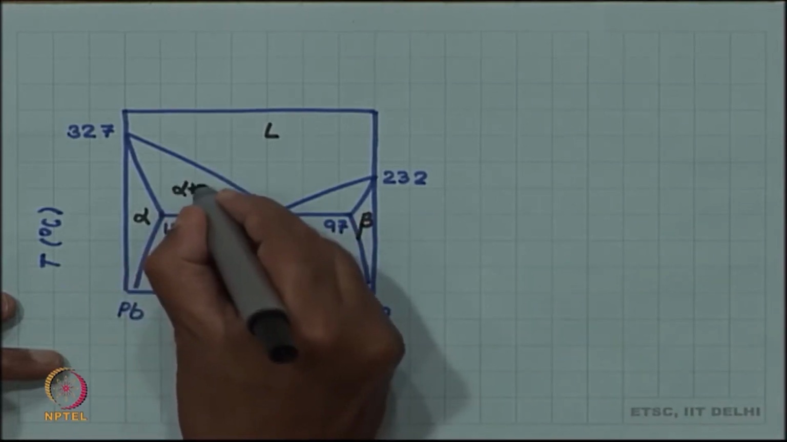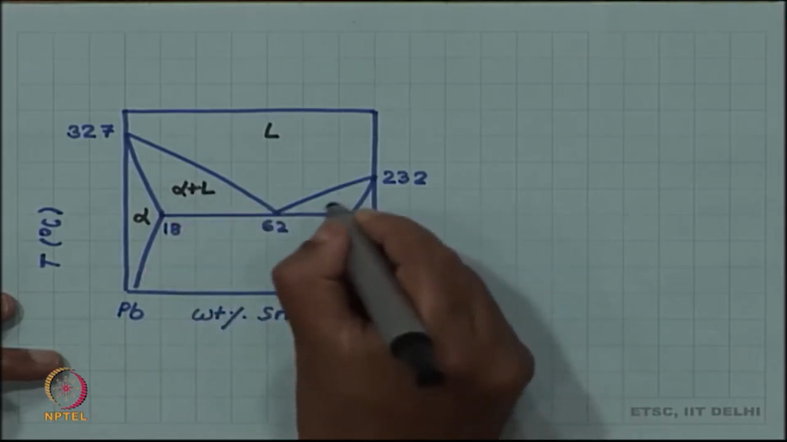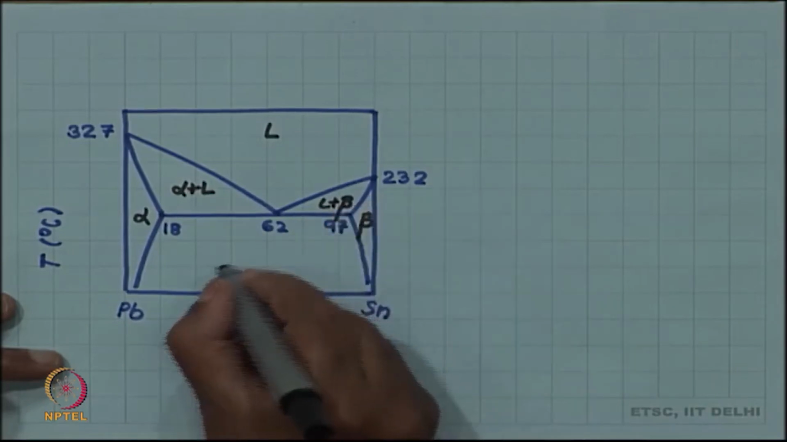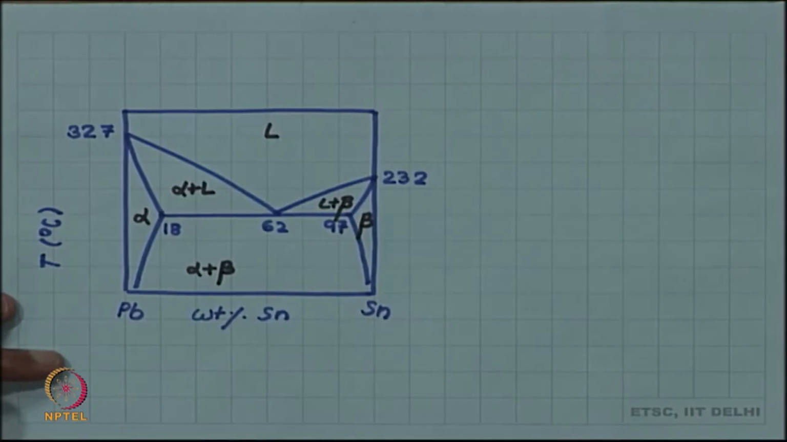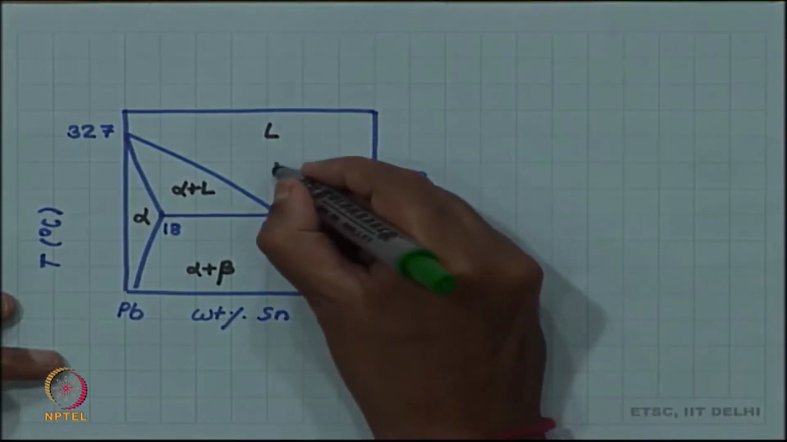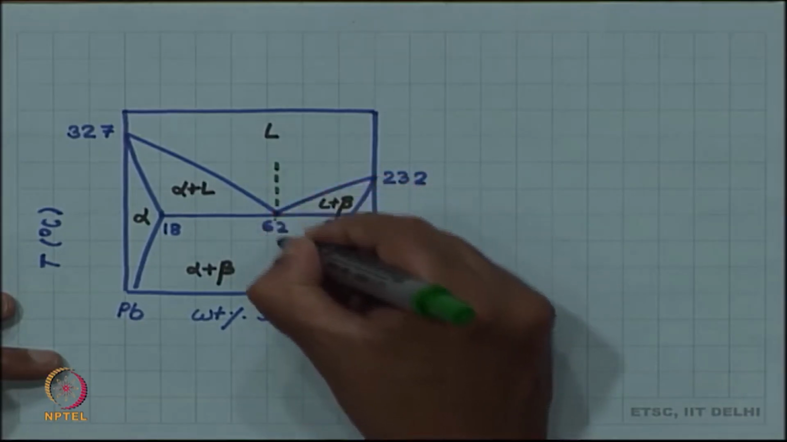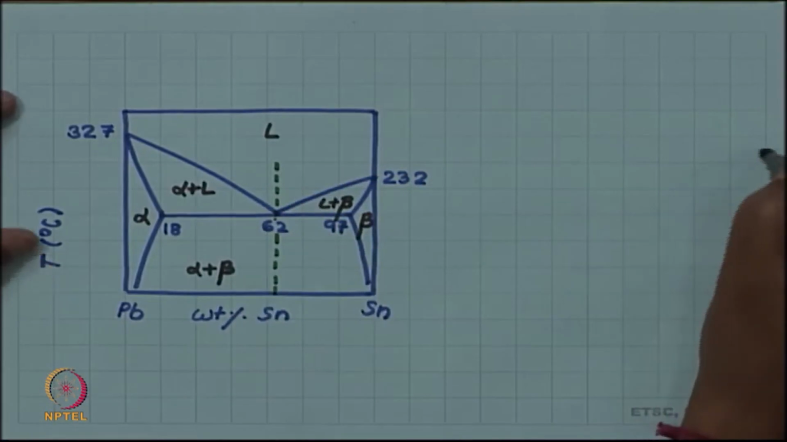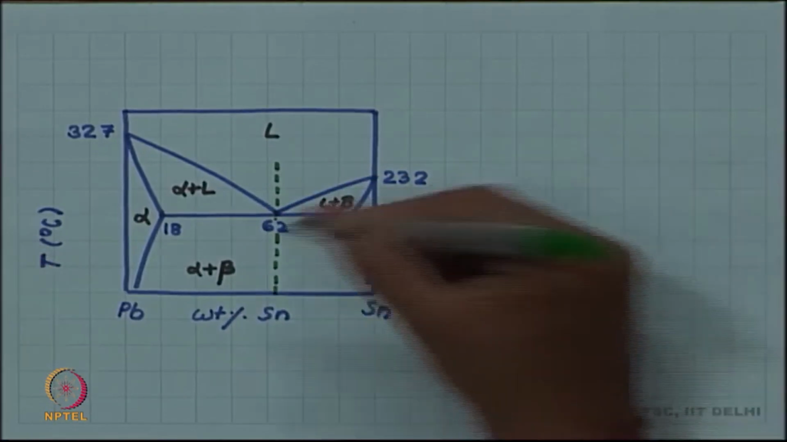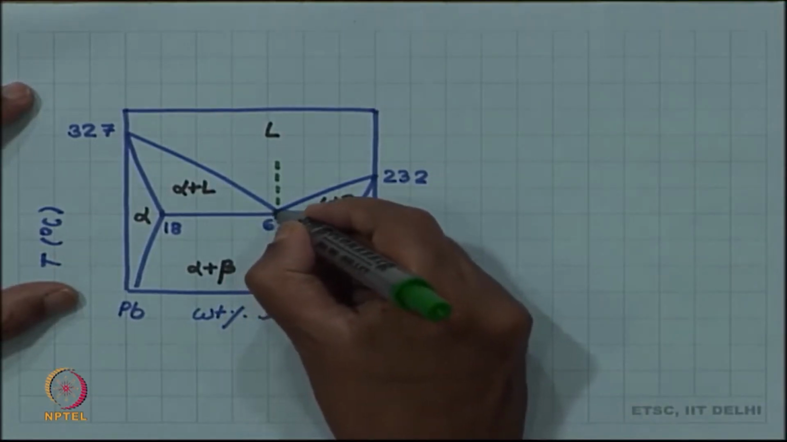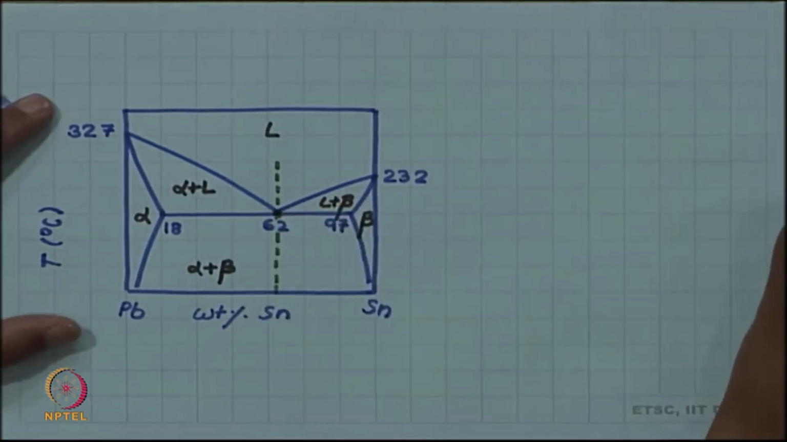and then by 1 to 1 rule you have these regions alpha plus liquid, liquid plus beta and alpha plus beta. We also talked about that this 62 weight percent alloy is a very special alloy, because it melts at the lowest melting point. So, that is why it is called a eutectic alloy, an easy melting alloy.